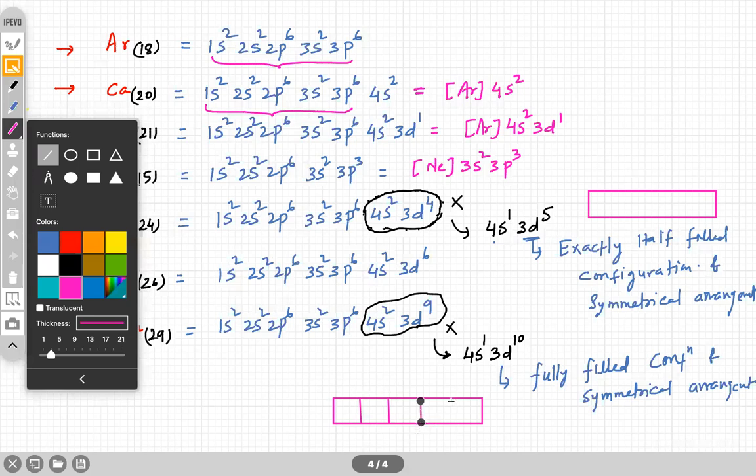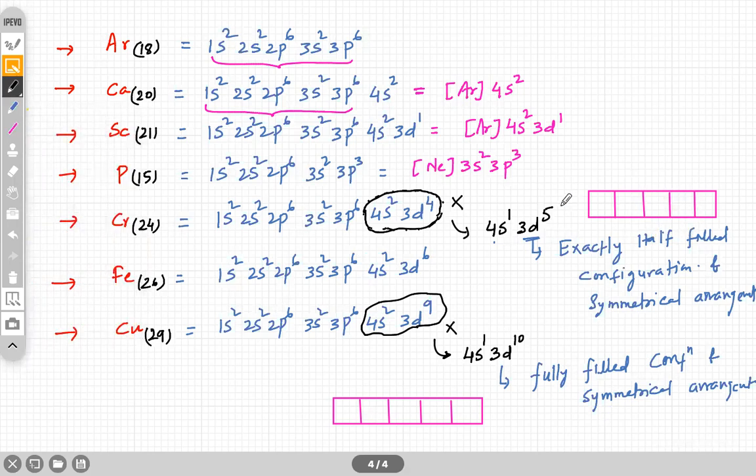1, 2, 3, and then 4. If you draw the orbital diagram, you'll get 1, 2, 3, 4, and 5. Here we get 1, 2, 3, 4, 5, and then pairing, 6, 7, 8, 9, 10. You see, all the orbitals have one electron here. That's why it is a symmetrical arrangement. And this gives extra stability to the atom. Symmetrical arrangement gives extra stability.